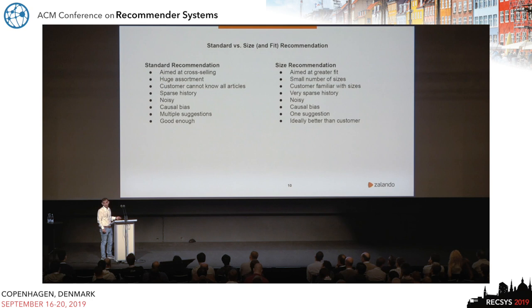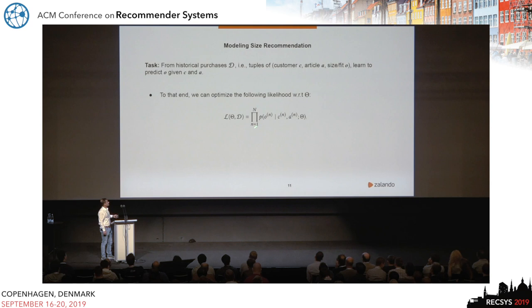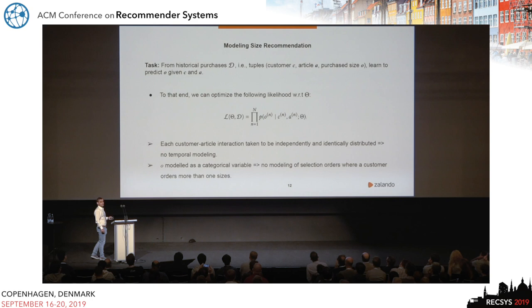So what we do, as I said, is model this conditional distribution of size or fit feedback given customer and article. We have a huge number of such interaction data, we simply define the log-likelihood and we optimize this with respect to the parameters. The assumption that we make here is that all the observations are independent of each other. Of course, it's a simplifying assumption. It's not entirely true.